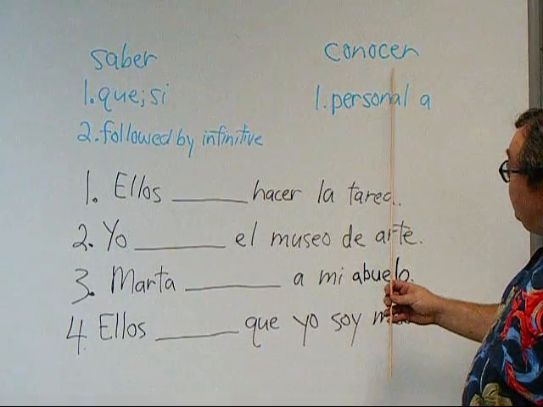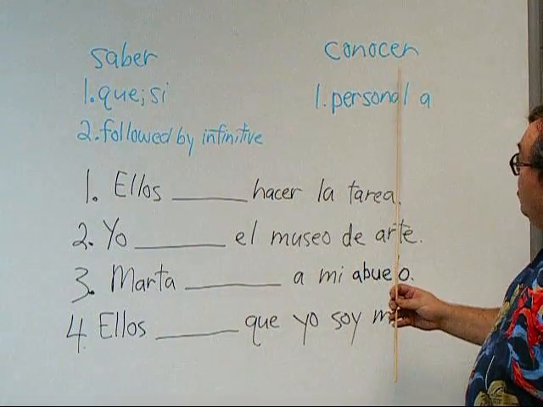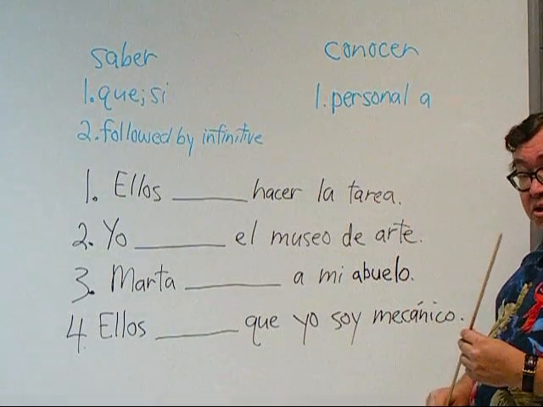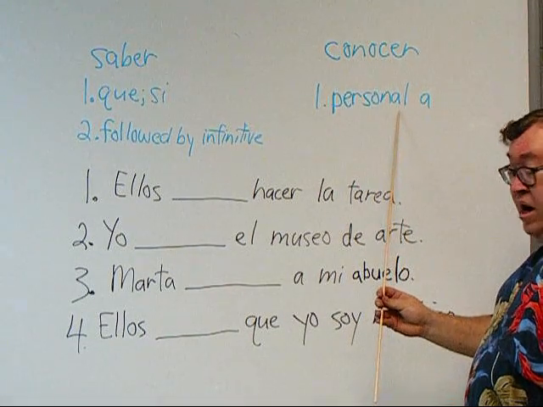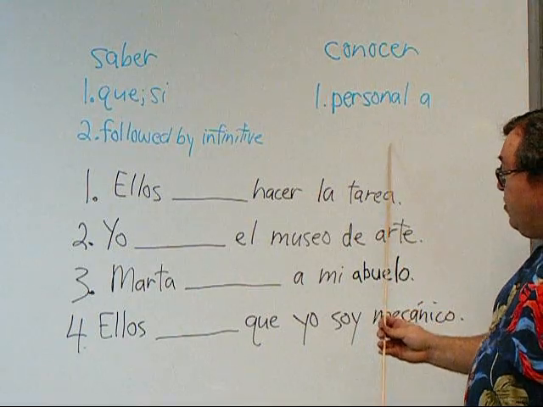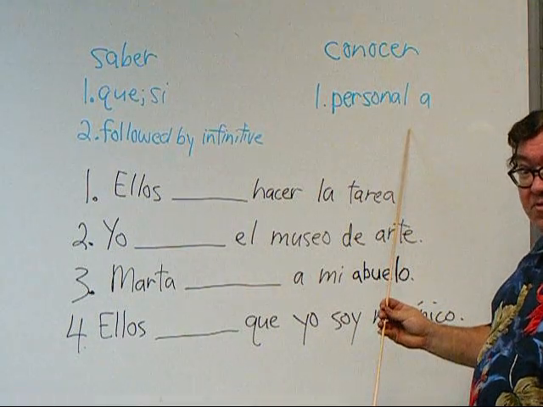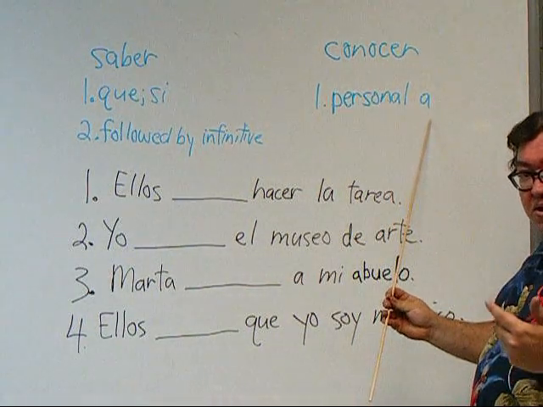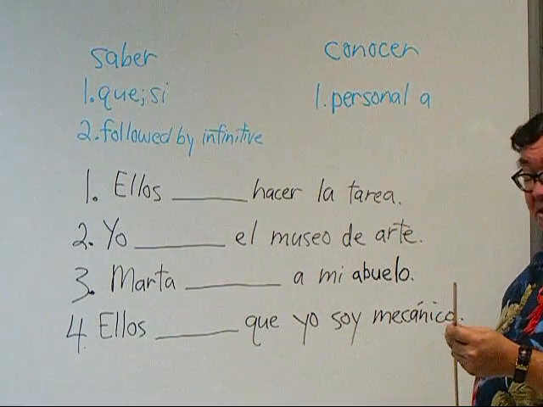Now, if you're going to be using the verb conocer, it's going to be knowing a person, place, or thing. If it's a person, your clue is that there's going to be a personal a in front of it. But if it's a place or thing, you just have to recognize that it's a place or thing and know that it's going to be the verb conocer. So let's go through our examples here.